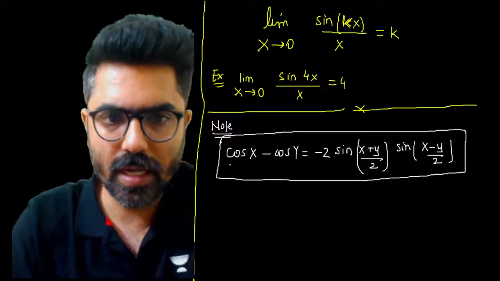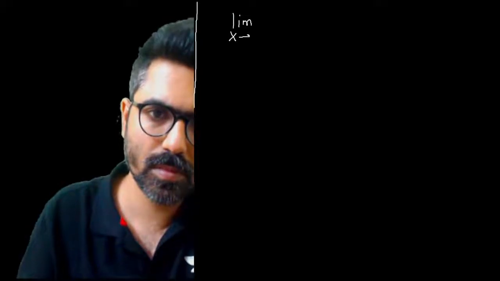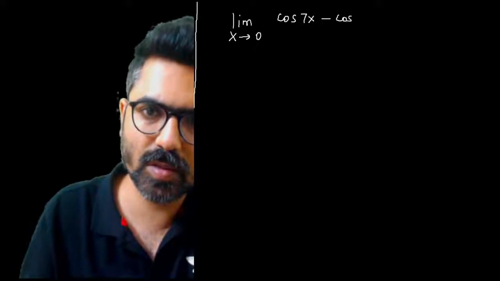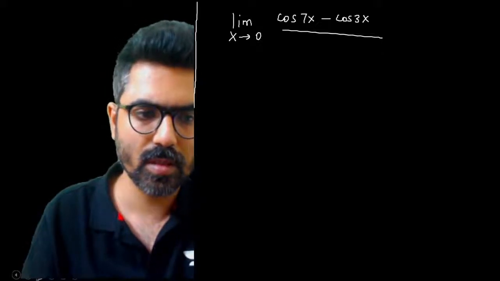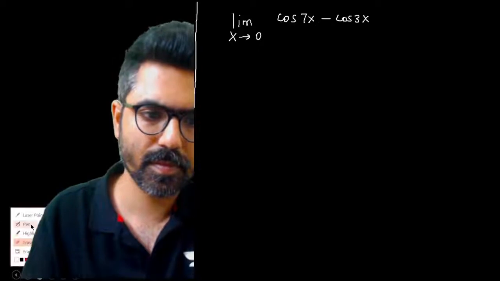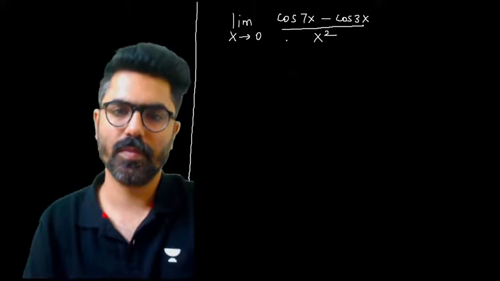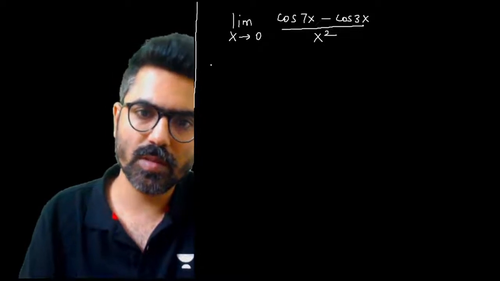Okay, I'll directly give you a question based on this particular pattern. Limit x tends to 0, cos of 7x minus cos of 3x upon x square. So now let's solve this limit.